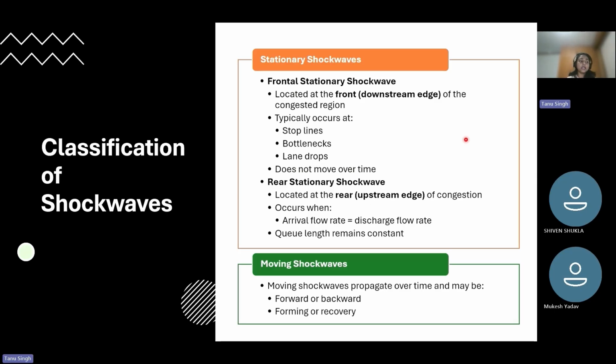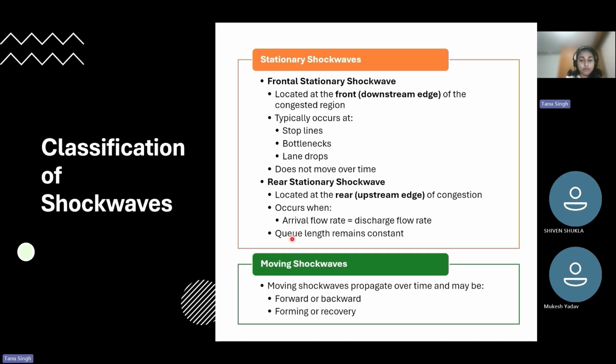The second type is the rear stationary shock wave. This is located at the rear end of the queue. This occurs when the arrival flow rate is equal to the discharge flow rate. In this case, the queue neither grows nor reduces, so it remains constant. If the number of vehicles arriving is equal to the number of vehicles moving out, then at the end of the congested condition it is called a rear stationary shock wave. Since the queue is not forming or reducing, the shock wave is not moving, it remains constant, and it is termed a rear stationary shock wave.